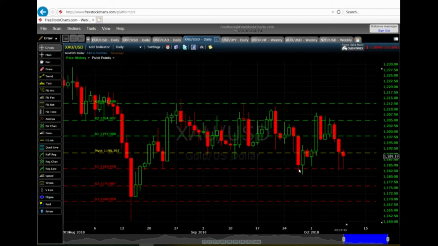So I'm expecting that it will form a bullish engulfing candle, so that it will start another bullish momentum, and I'm expecting it to go high, and its next target will be 1197 and an extension 1205.